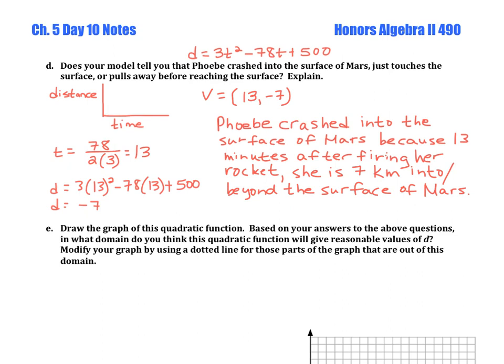Now let's interpret that and see what that means. So this is saying that at 13 minutes after Phoebe fired her rocket, her distance from the surface of Mars is -7 kilometers. So if we interpret that, what that means is that Phoebe crashed into the surface of Mars because 13 minutes after firing her rocket, she is 7 kilometers into or beyond, however you want to think about it, the surface of Mars. So, if she had turned around before she reached Mars, she would have a positive distance right there. If she had just touched the surface of Mars, she would have had a distance of 0 right there. But since it's negative, that means she crashed into the surface of Mars.